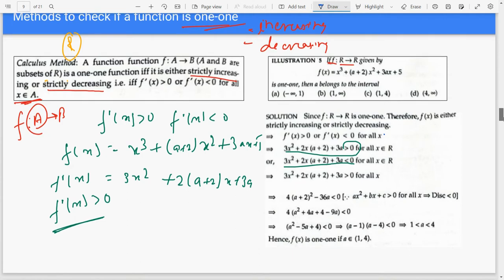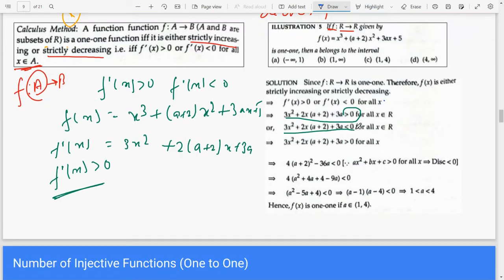So if it does give you f dash x greater than 0, then this will imply that 3x square plus 2x, meaning this particular difference, is greater than 0 for all x. This implies 4 into a plus 2x square. Just solve this particular part. If you solve it, you get 3x square plus 2a plus 4x plus 3a, so it will be 3x square plus 4x plus 7a.